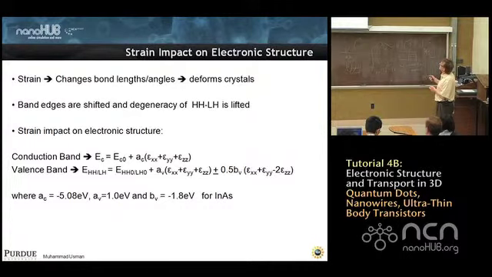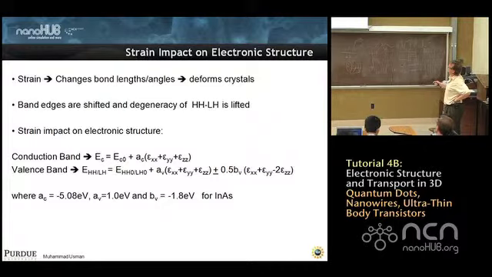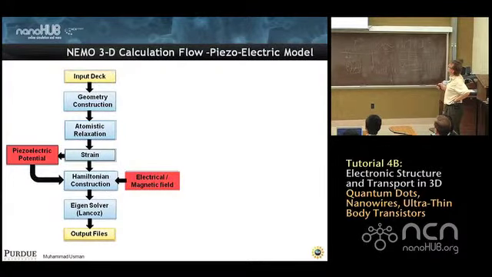So strain can impact the electronic structure. It deforms the crystal. The band edges are shifted. The degeneracies of the heavy hole and light holes are lifted. You can extract a variety of deformation potentials out of this model to follow the conduction band edges. So here, if you have a distortion of the tensor, the conduction band edge is just a function of the diagonal elements of the strain. And the valence band actually has two components, the hydrostatic and the biaxial distortions. And that's all, in effect, built into the model. We don't stick it in.